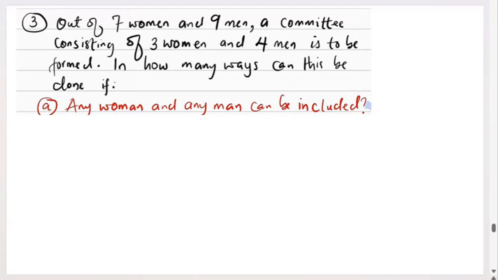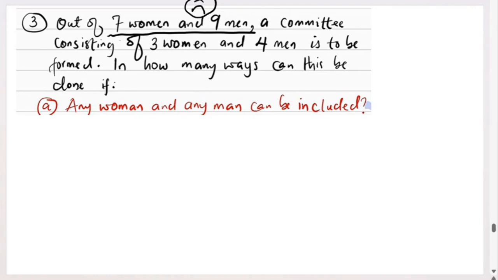All right, let's see. I was going to go through this question, but I already have the answer for you guys. I'm not going to go through it, but let's see what's happening here. Out of 7 women and 9 men, you see that the question already tells you "out of". So this means this is your N. Out of, this is your N.